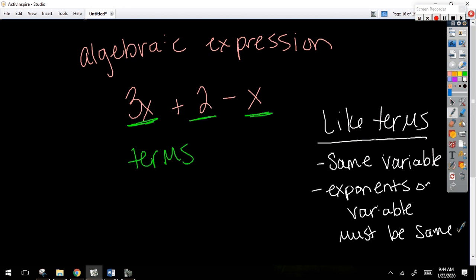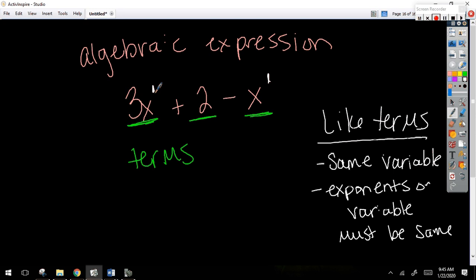Okay, so looking at this, now I don't see an exponent on these x's. Does it have an exponent? It's an implied 1, right? Anytime you don't see an exponent, you can assume it's 1. So my next question is, we've determined that 3x and negative x are like terms because they have the same variable with the same exponent.